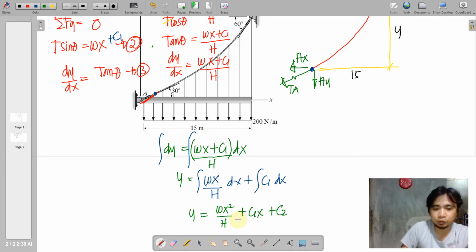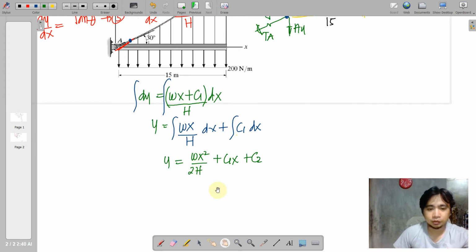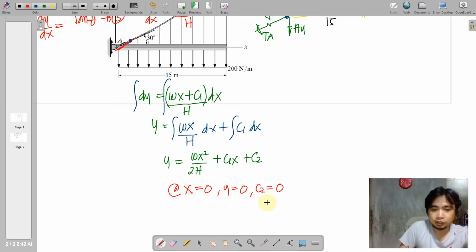And by integration, we come up with wx squared over 2h plus c1x plus c2. And then by this equation, to solve for c2, at a certain point where x is equal to 0 and y is equal to 0, we can say that C2 is equal to 0 because this is 0, 0, and 0. So C2 is equal to 0.